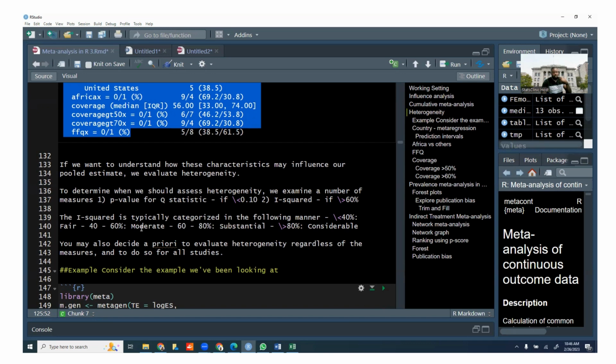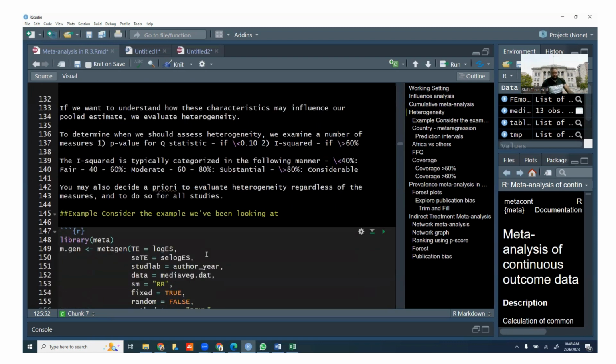But you should definitely examine heterogeneity if your I-squared is moderate and above, maybe substantial and considerable, or sometimes you just decide that I'm going to examine heterogeneity regardless of the I-squared, and that's acceptable as well. Okay.